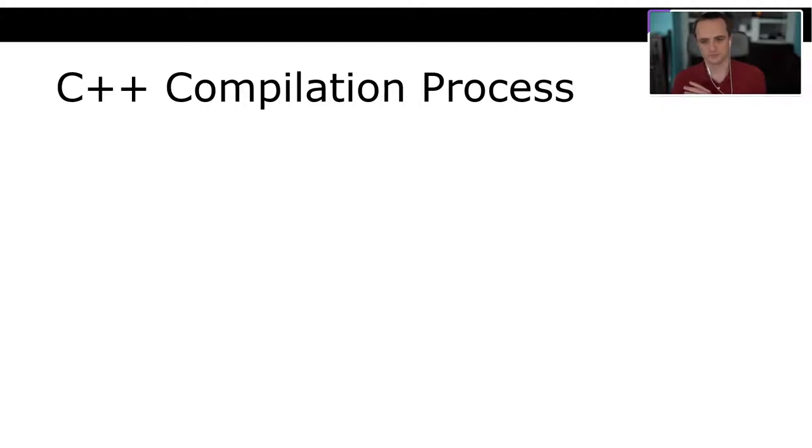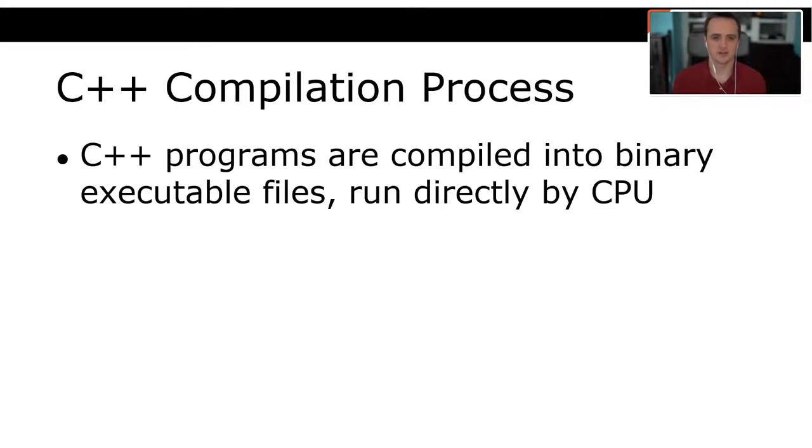So, before we get into actually writing it, last thing we need to know is how you actually compile a C++ program. C++ programs are compiled into binary executable files that are run directly by the CPU, okay? So this is different from Java.